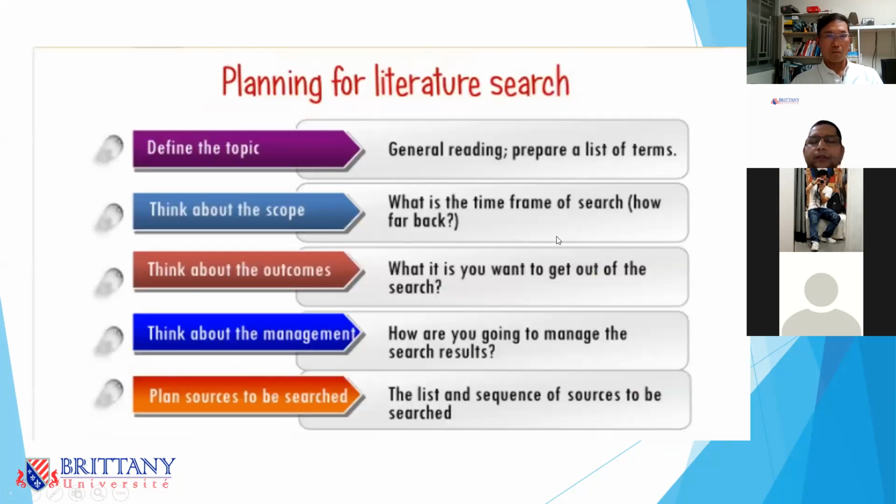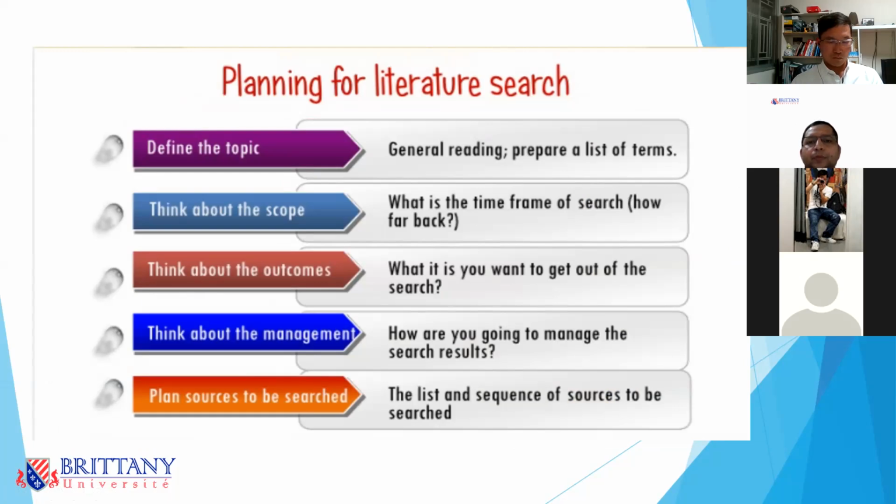So initially, once you have identified your problem and you would like to do your research on literature review, you need to do some planning. We also call it journal or article mapping. I will be showing you how to do the mapping.